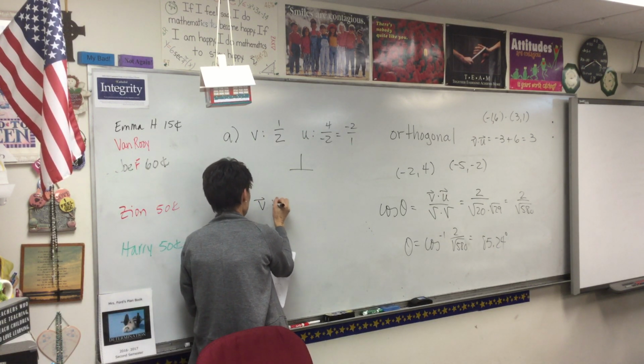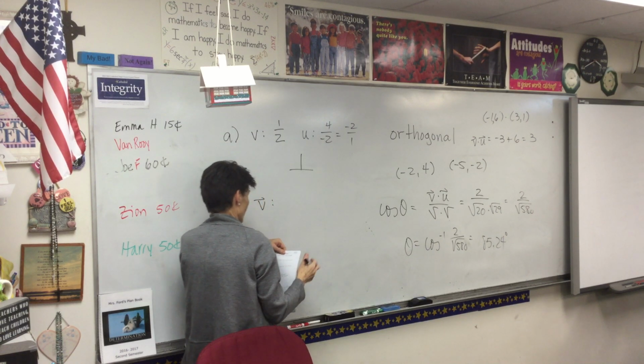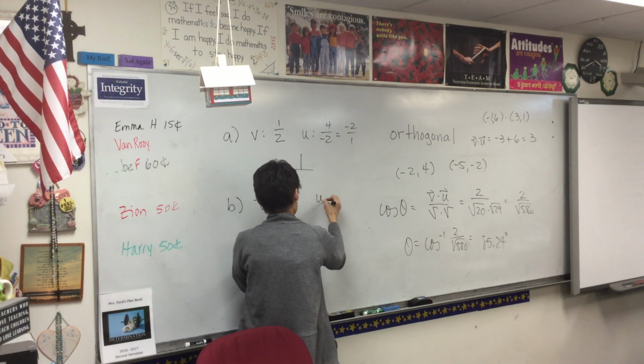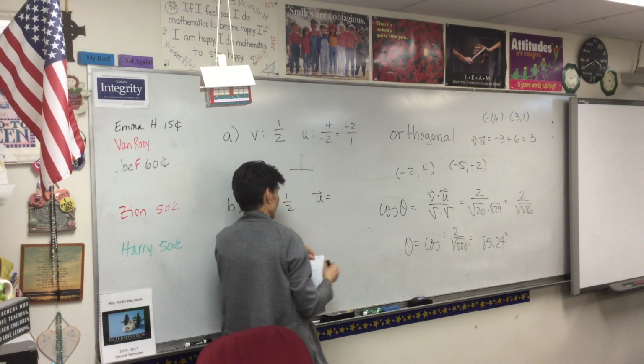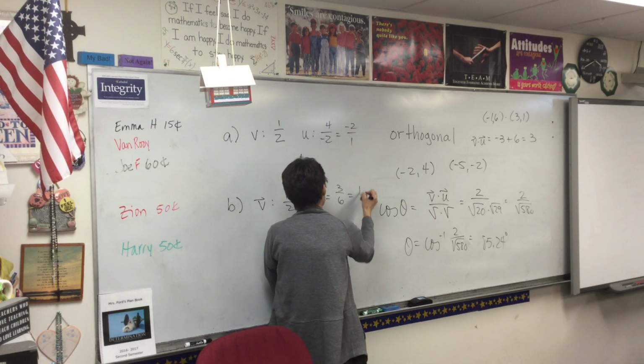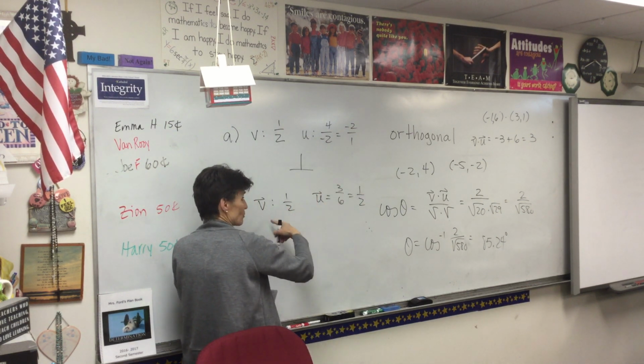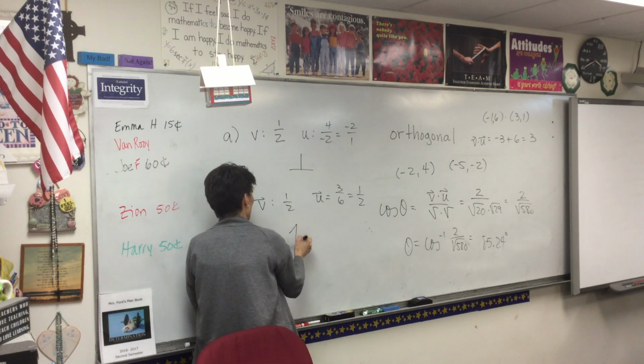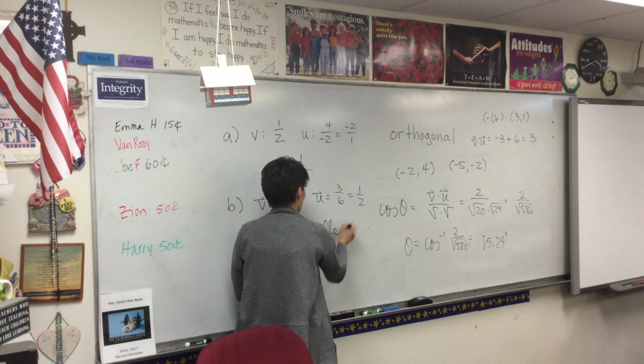What's the slope of V? 1/2. Let's look at U. What's the slope of U? 1/2. Okay, what do we know about these 2 vectors then? They have exactly the same slope, so they are parallel.